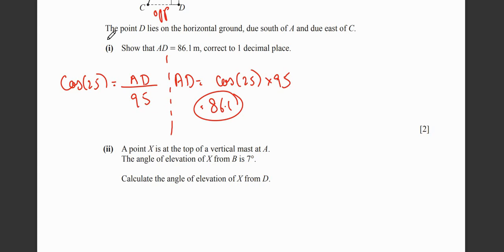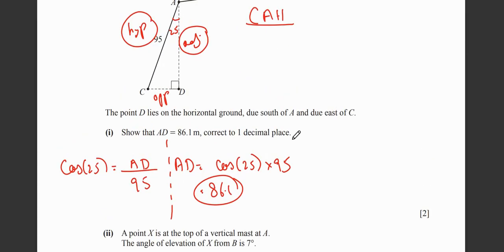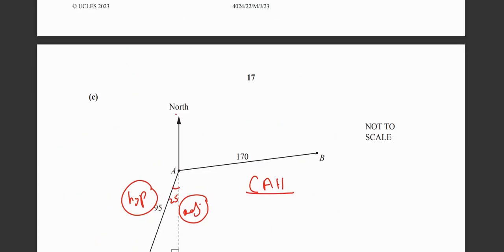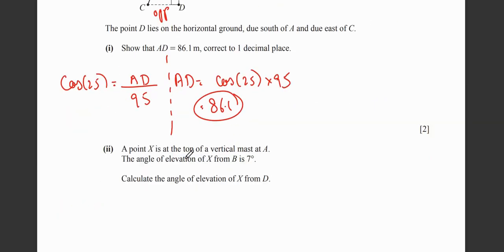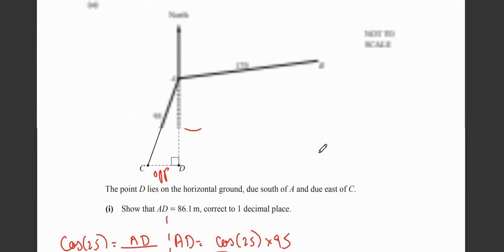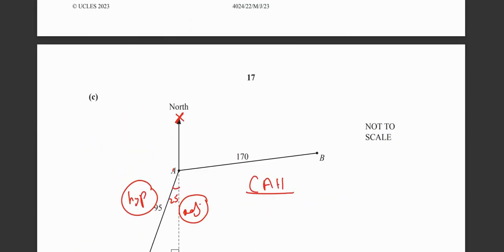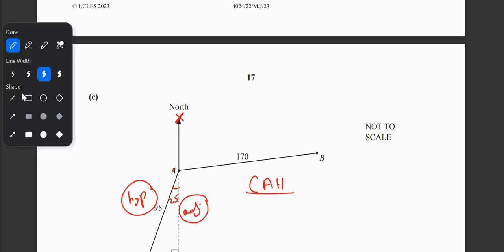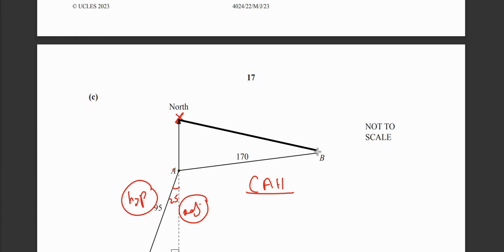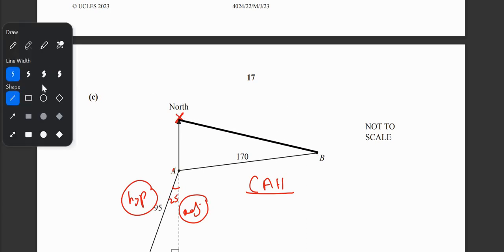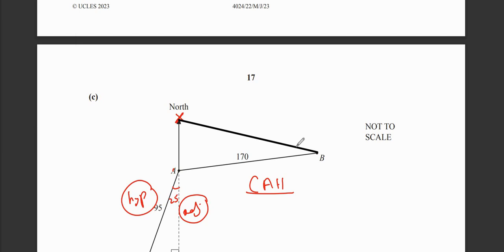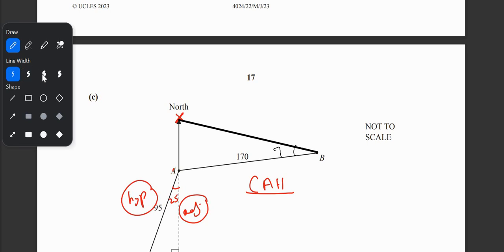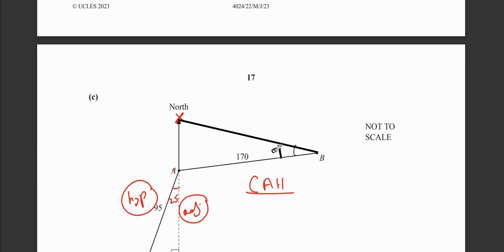So before we even continue, you guys need to understand what this question means. It says a point X at top of vertical mast A. So the point X is over here somewhere because it is top of A. Then it says the angle of elevation of X from B is 7. So from B, from this point, if I make the line from here to here like this, this angle is 7 degrees.